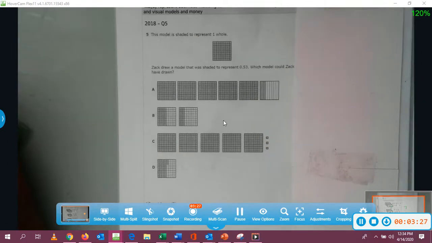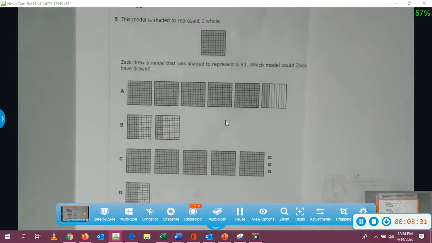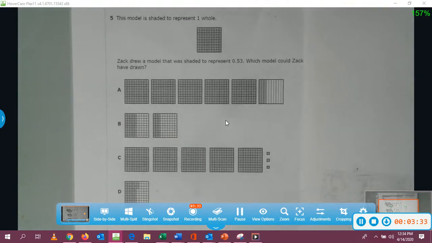This model is shaded to represent one whole. Okay, that's what you need to know. That's one whole. Zach drew a model that was shaded to represent 53 hundredths. Which model could Zach have drawn?